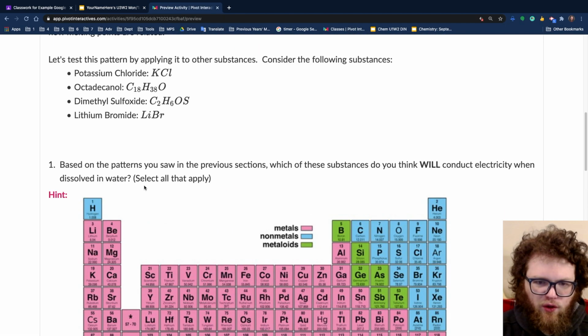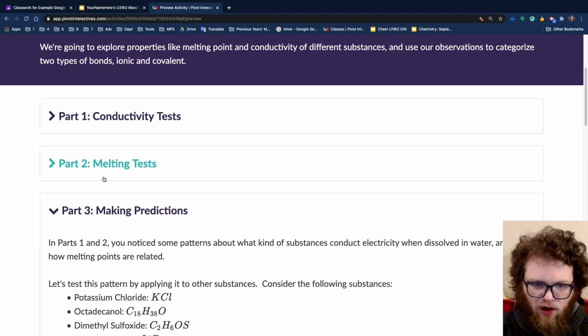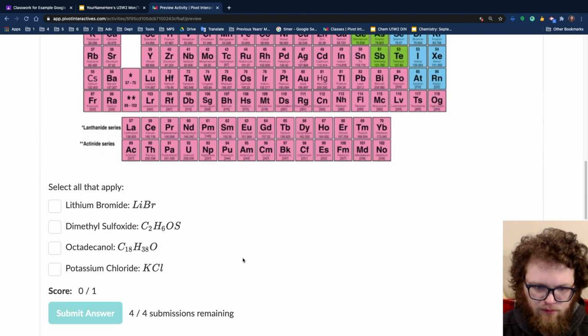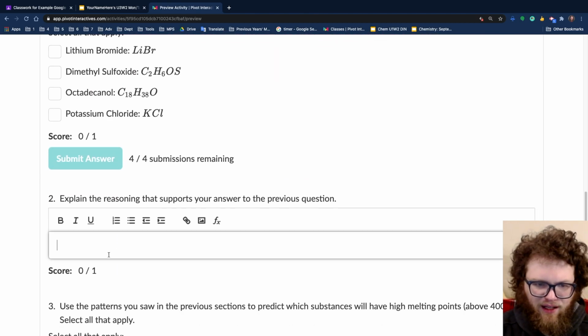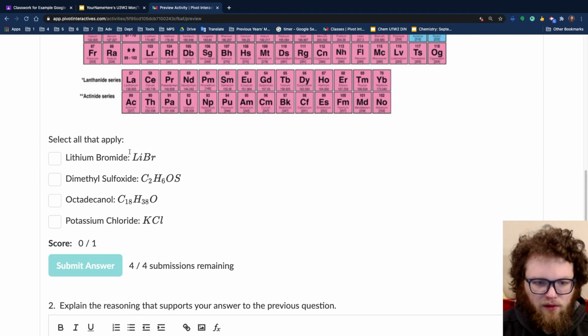So which ones do you think will conduct electricity based on the patterns we saw up here? And then explain why. There may be more than one right answer. And when you submit your answer, it will check to see if you're right.